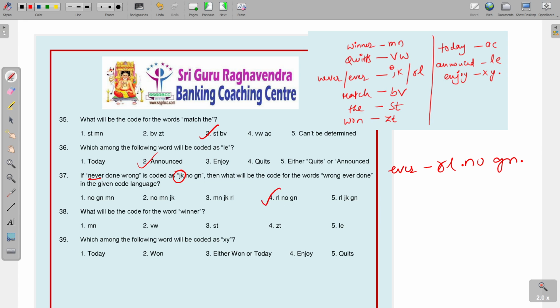What will be the code for the word winner? So winner is coded as MN. Which among the following words will be coded as XY? So XY is coded as enjoy.